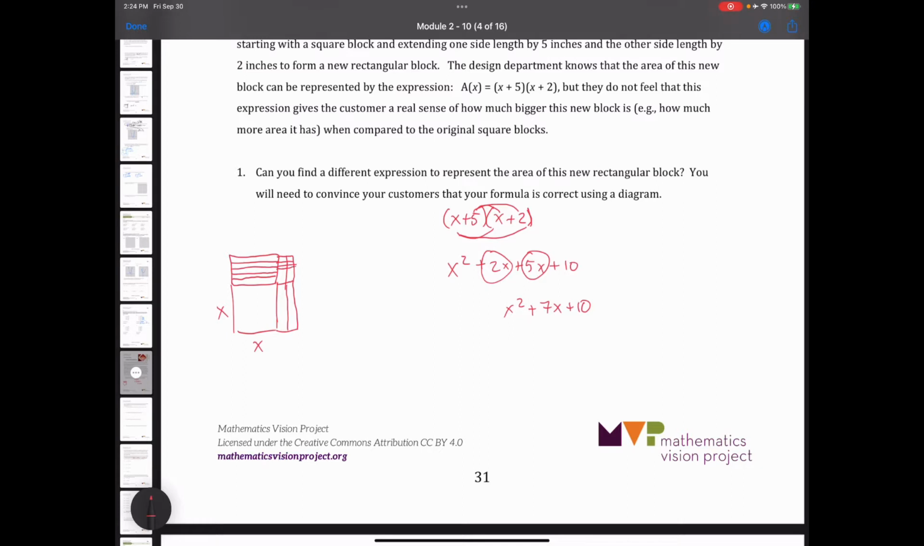And now if we go ahead and count each of these individual spaces, we have an X squared block. We have 5 X's up here. We have 2 X's over here, and a total of 10 unit blocks right there. So if we go ahead and count them up, we've got X squared plus 7X plus 10, just like that.